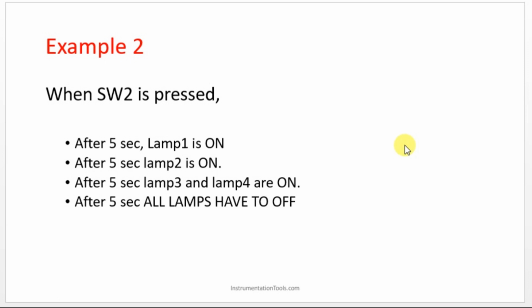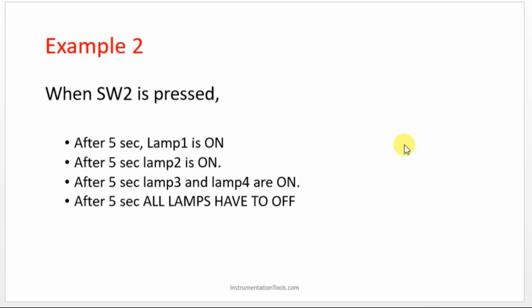So when switch 2 is pressed, after 5 seconds, lamp 1 is on. So this is a sequence. First you have to press the switch 2. Once you press the switch 2, after 5 seconds, lamp 1 has to turn on. After 5 seconds of lamp 1 on, we have to turn on lamp 2. And after 5 seconds of lamp 2 on, we have to turn on lamp 3 and lamp 4. After 5 seconds of lamp 3 and lamp 4 on, we have to turn off all the lamps. This is a sequence. One by one, it has to happen.